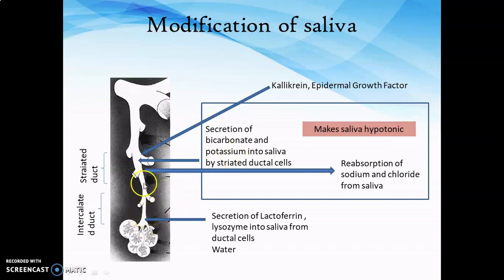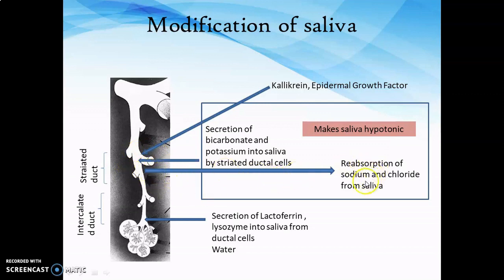Saliva from the intercalated duct passes on to striated duct. As we have discussed already, striated ductal cells are highly characteristic structurally. The cells lining the striated duct, the tall columnar cells, have got lot of basal cell membrane infoldings which increases their surface area, and there are lot of mitochondria present between these infoldings within the cell. Mitochondria provides energy for active transport of material, and there is greater amount of reabsorption and secretion of materials in saliva at the level of striated duct.